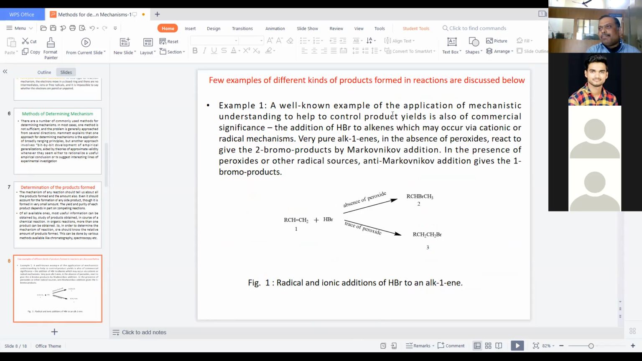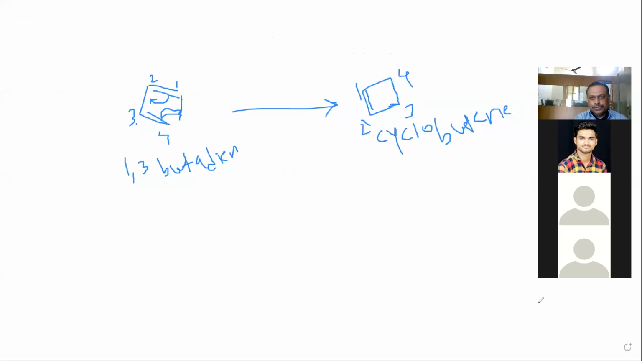A well-known example of the application of mechanistic understanding to help control products: alkenes like propene react with hydrogen bromide in absence of peroxide and in presence of traces of peroxides, addition according to the Markovnikov's rule and addition according to anti-Markovnikov's rule. Control of product yields is also of commercial significance. Example, the addition of hydrogen bromide to alkene which may occur via cationic or radical mechanisms. Pure alkenes in absence of peroxide react to give two bromo products by Markovnikov's addition, and in presence of peroxides or other radical sources, anti-Markovnikov addition gives one bromo product. We studied this example from first year BSc, even 12वी मध्ये सुद्धा हे तुम्हाला example झालं असेल. Markovnikov's addition and anti-Markovnikov's.